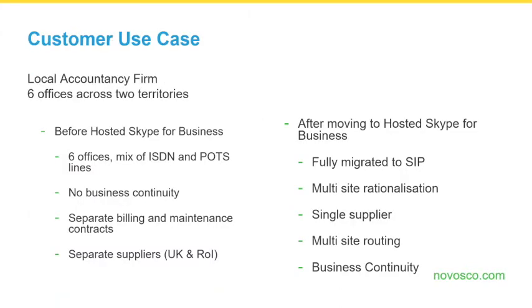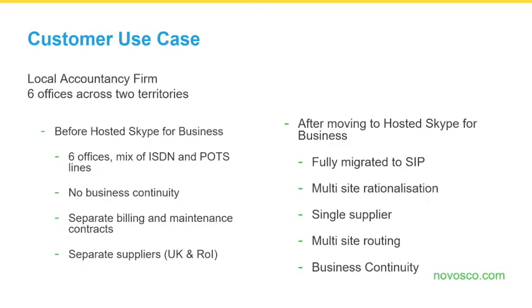Just a quick discussion about a recent customer as well, an accountancy firm. They were spread across 2 different regions, Northern Ireland and the Republic of Ireland. Before they came over, they had 6 offices mixed between ISDN lines and just standard analog telephone system lines. They had 0 business continuity. If they had a power cut in an office, that office no longer received calls. They had separate billing and maintenance contracts across all of those different sites, separate suppliers for the phone systems, for the lines.